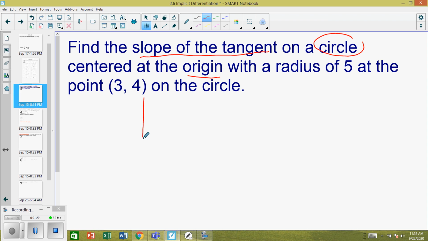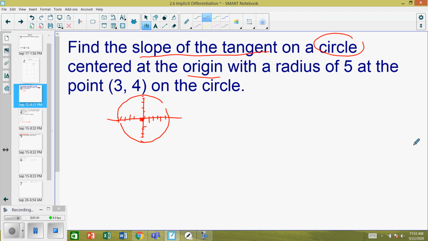So we got this circle. Okay, it's centered about 0, 0. And it's got a radius of 5. 1, 2, 3, 4, 5. Okay, so there's my circle.